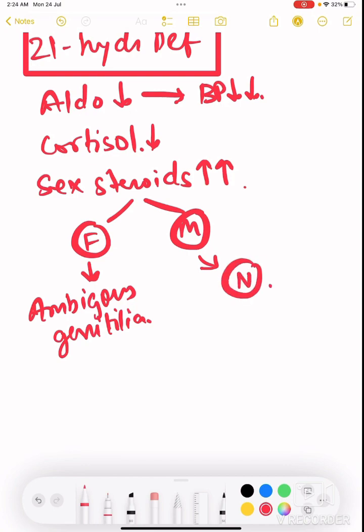So in this case, the male will look normal and the female will look ambiguous because of more sex steroids. Male needs sex steroids for the development of external genitalia to become a penis, right? But female doesn't need sex steroids for the development of the clitoris, right?